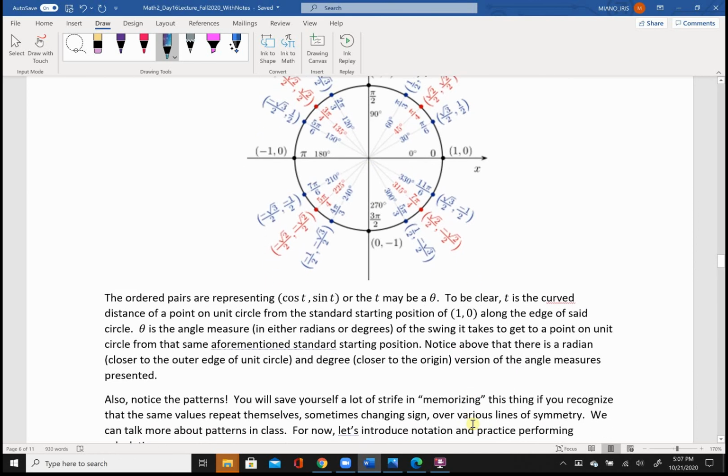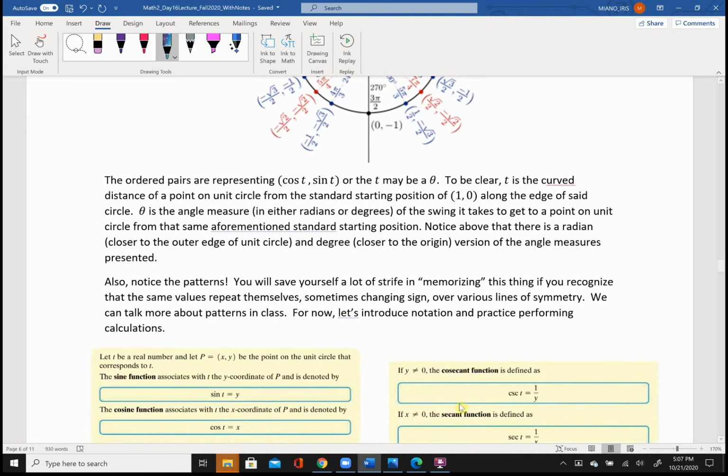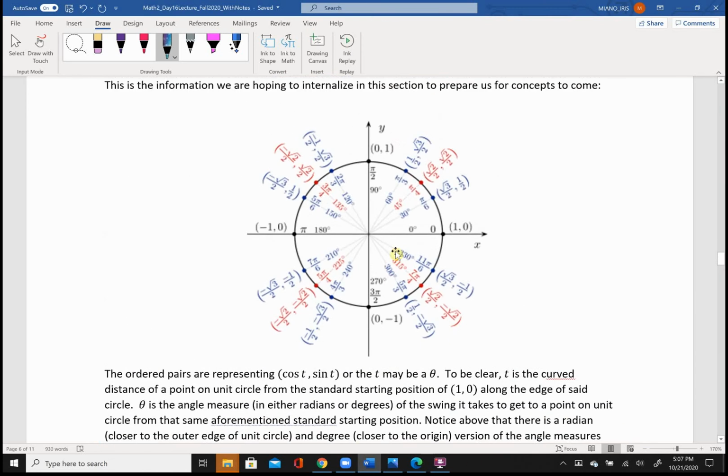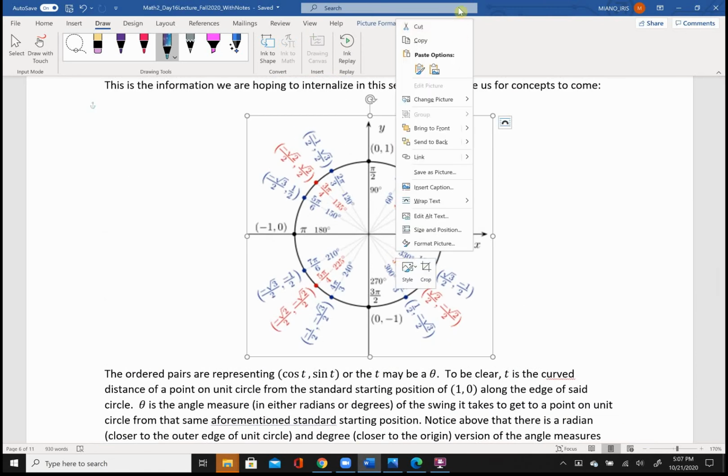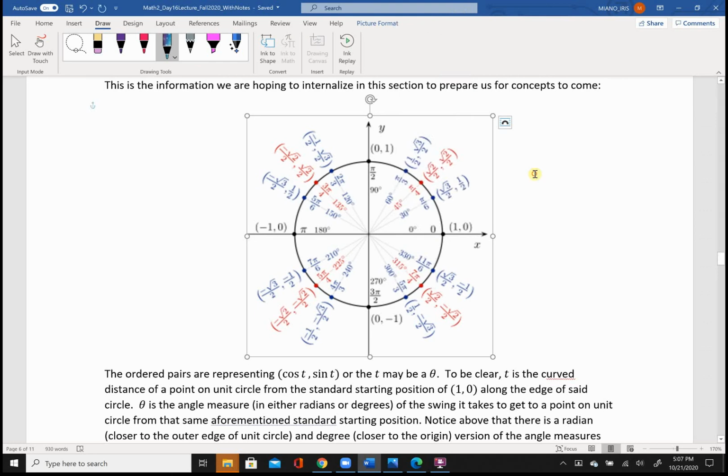Okay, so this bit right here is something that we might want to reference later. So I'm going to go ahead and right now copy it, and anytime I want to use it later on, I'm just going to paste it directly into the notes.